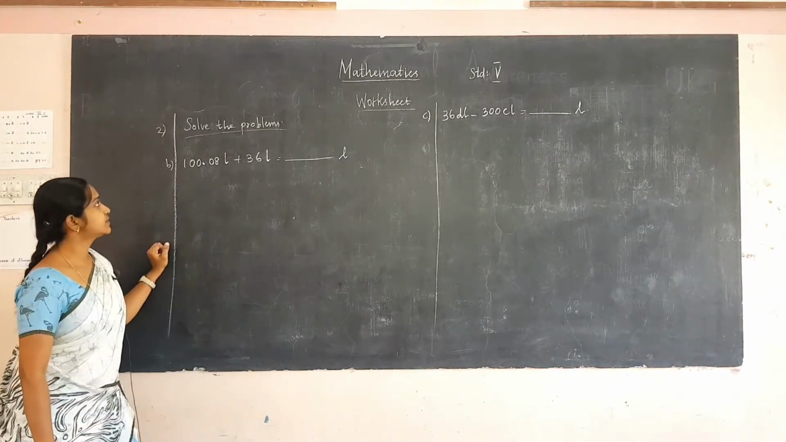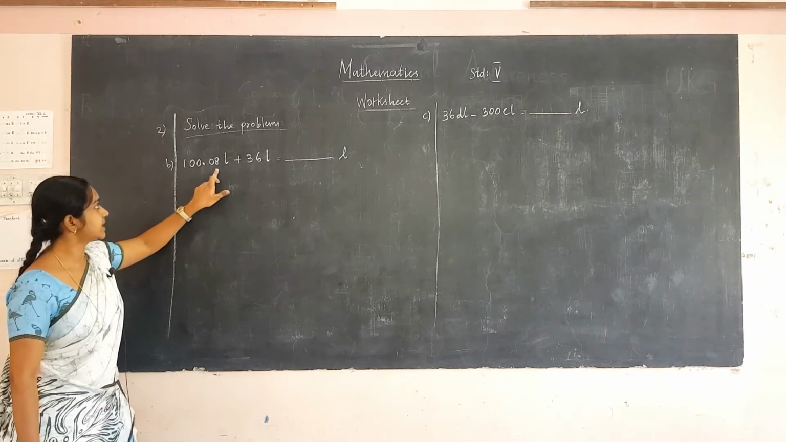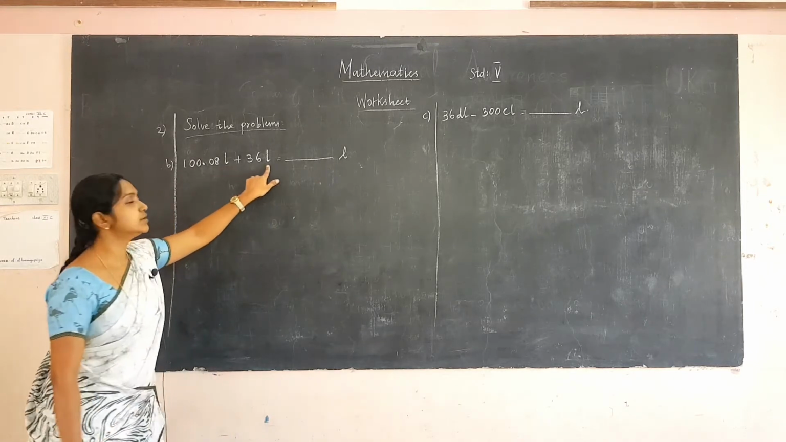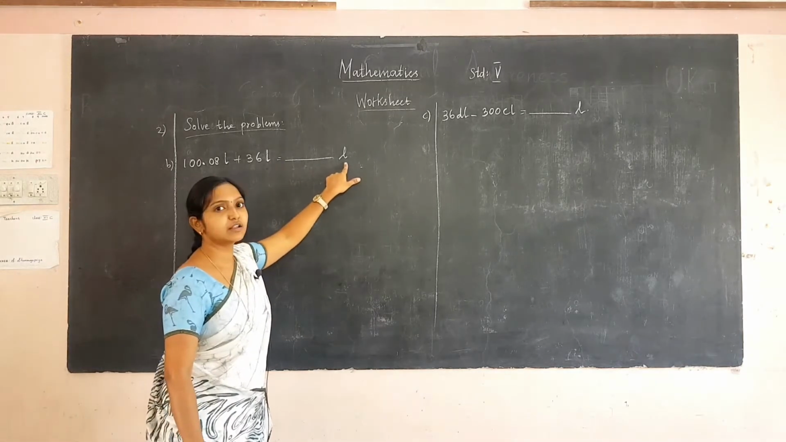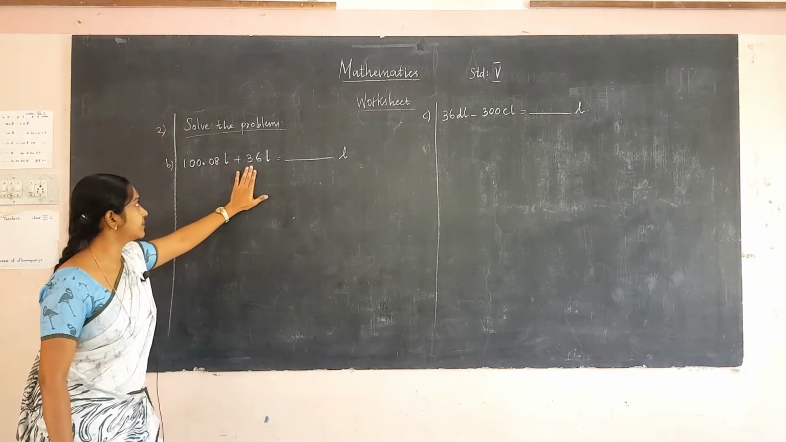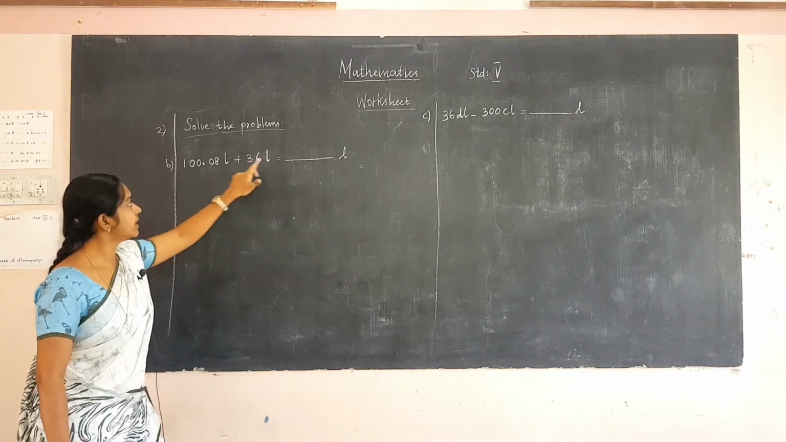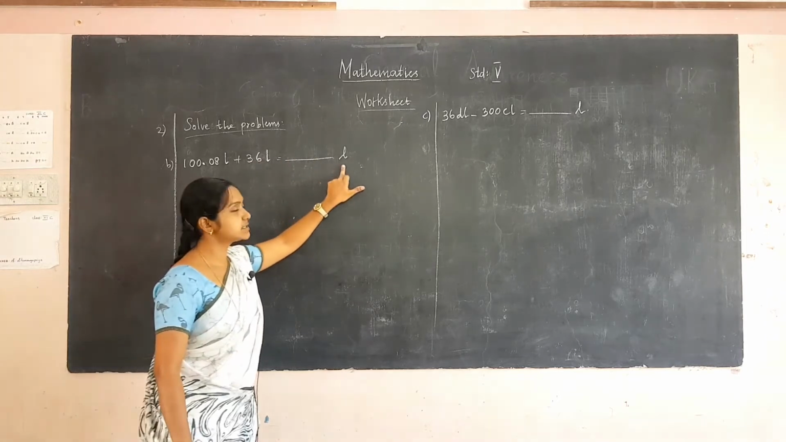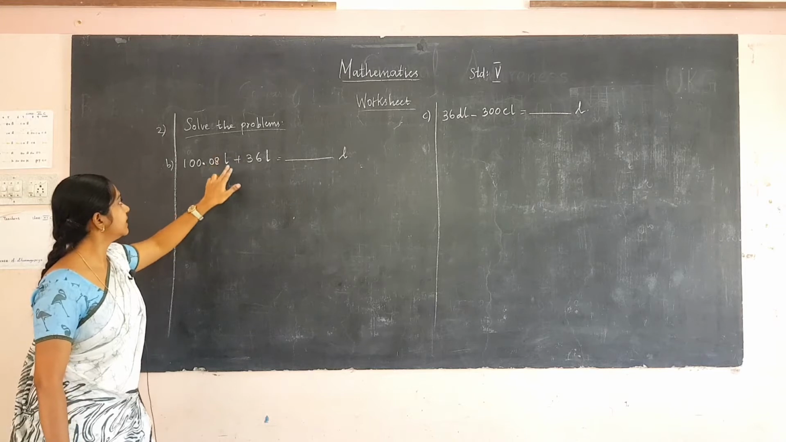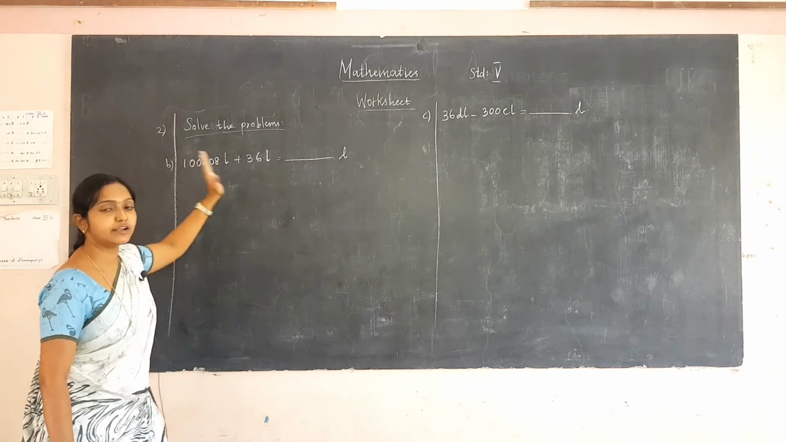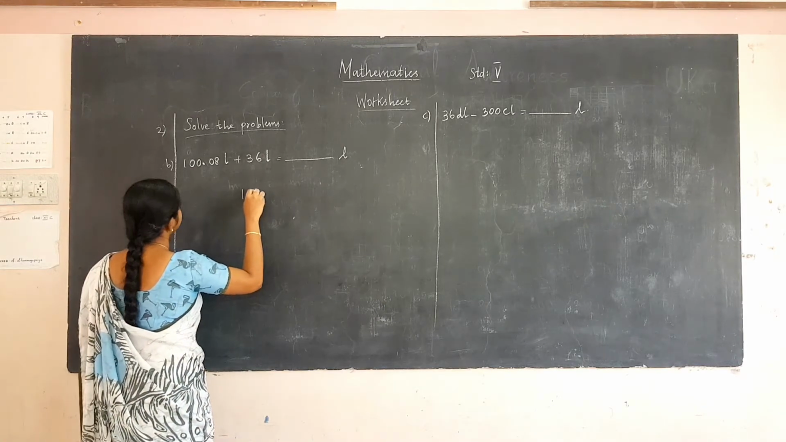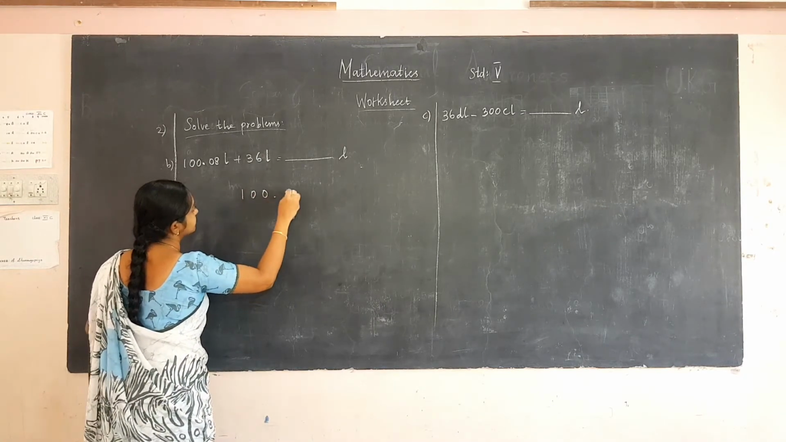The next question is solve the problems. 100.08 liter plus 36 liter equal to dash liter. The given units are in liter and it is asked for liter only. So we can directly add the two numbers. If any other unit is given, then we have to convert it and then we have to add. Here we can add directly because both the units are in liter.